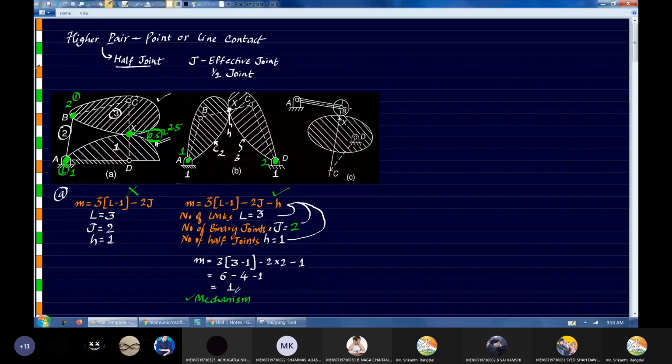So now in mechanisms where h is not there, where higher pair is not there, we have to consider h equal to 0. Okay. So now substitute all these values in the formula m. So 3 times the value of L is 3 again, minus 1, minus 2 times 2, minus 1. So once again we get 1. So here this is a mechanism.